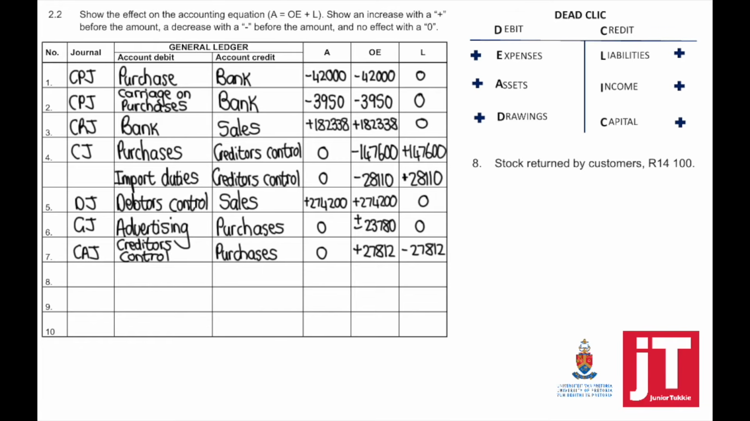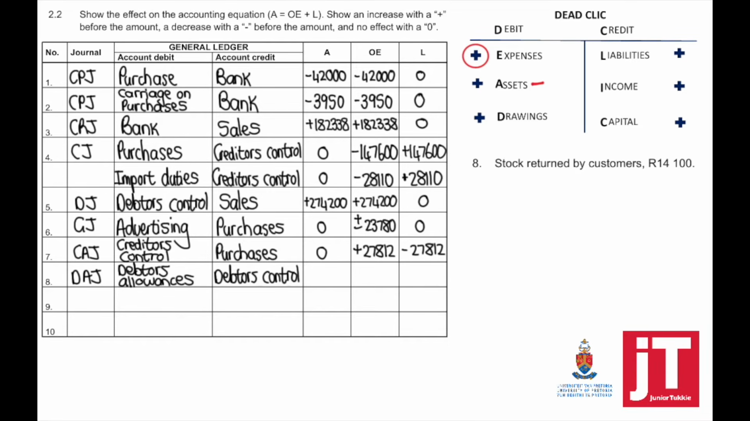Number 8, stock returned by customers 14,100. So if customers returned goods to us, it means that they owe us less money. This means it will be shown in the debtor's allowance journal. Account debited, debtor's allowances. Account credited, debtor's control.